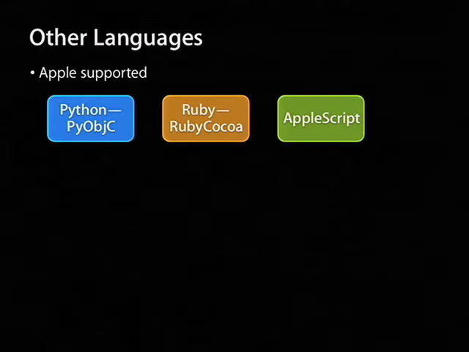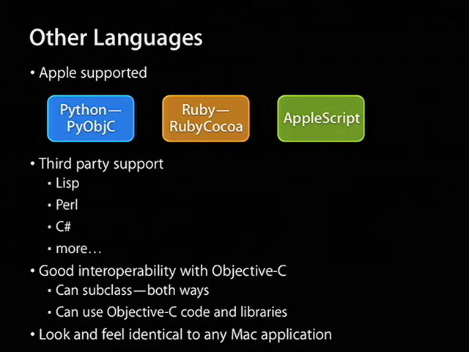So that's Objective-C, but there are also other languages you can use with Cocoa. Leopard ships with three of them: Python, Ruby, and AppleScript. And these are great options because they have really good interoperability with Objective-C. You can have a Python object which subclasses an Objective-C object. You can go the other way too. And you can use any Objective-C code and libraries from within Python. And the user can't tell the difference. These are launched by double-clicking in the Finder. They are bundled applications. They work just like any other Mac application. So these are completely reasonable ways to write applications for Mac OS X that use Cocoa.